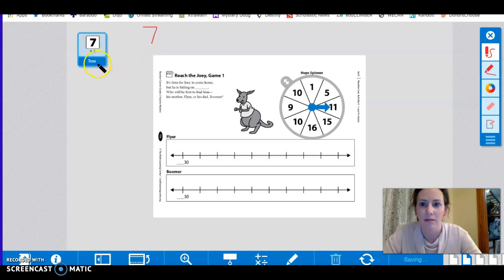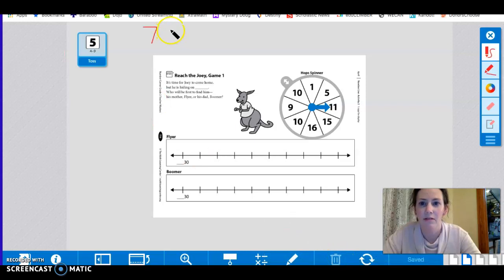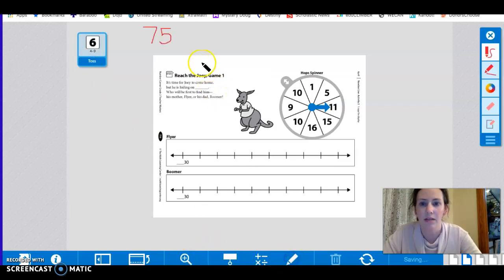Now let me toss again. Our second digit is going to be a 5. And that 5 is going to go in the tens place. And now I have a third roll for the ones place. And so in the ones place, we're going to have a 6. Let me get that up here on the screen for us.